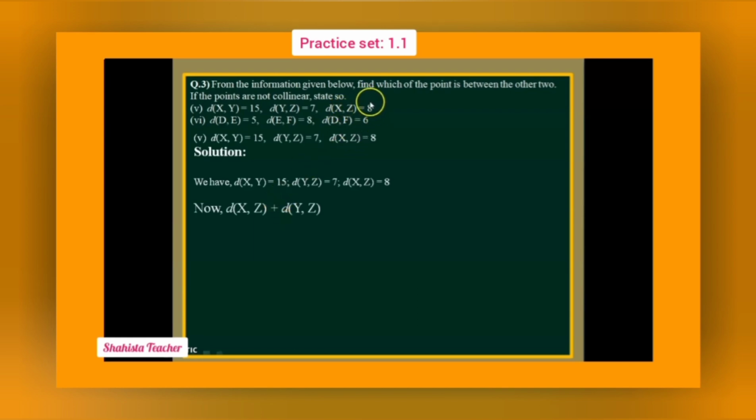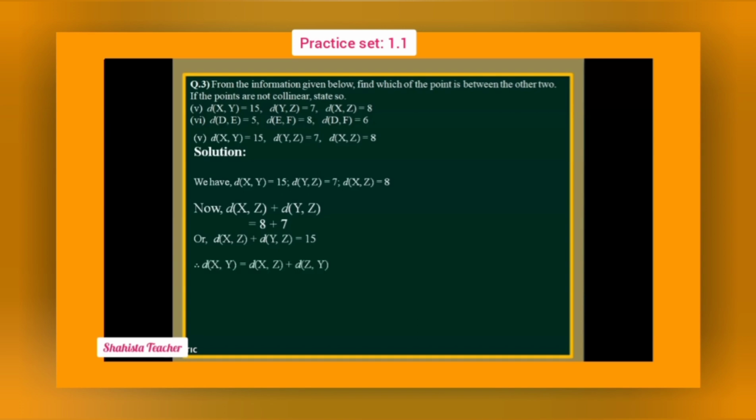Why? Because 8 is greater. So 8 plus 7, that is distance of xz plus distance of yz. Here z is the between number. Why? Because z is repeating. So here we will write distance of xz value is 8 and distance of yz value is 7. So 8 plus 7 is equal to 15. So distance of xz plus distance of yz is equal to 15.